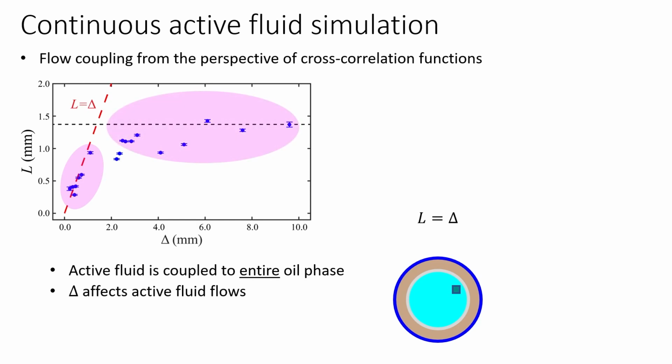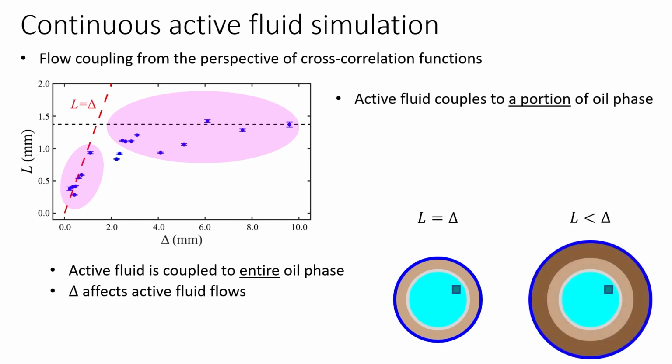The second is a saturation regime. In this regime, oil layer thickness is greater than correlation length, indicating that active fluid is only coupled to a portion of the oil phase. In other words, active fluid cannot sense the oil's outer boundary. So no matter how the oil changed its shape, the active fluid flows were not affected. This corresponded to our previous analysis of COP being insensitive to oil layer thickness when the thickness was sufficiently large.